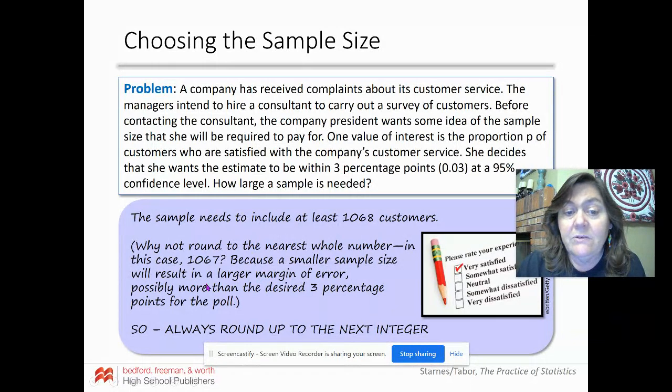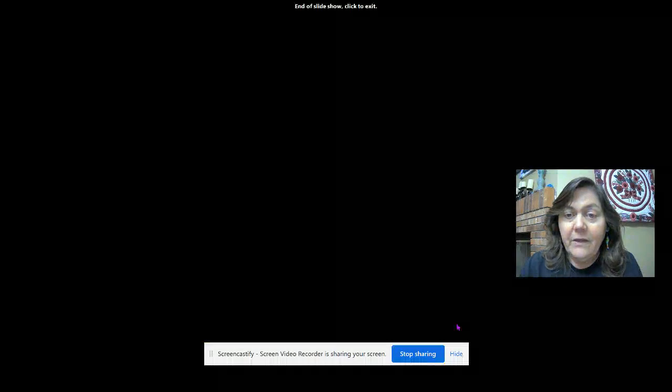because remember, a smaller sample size will give you a larger margin of error. We're trying to be conservative here, and we don't want to go over that 3 percentage points, which would put us slightly over 3% if we rounded down, and these percentages were close to 50%. So I just wrote here, always round up to the next integer. Okay. And that's that for notes.